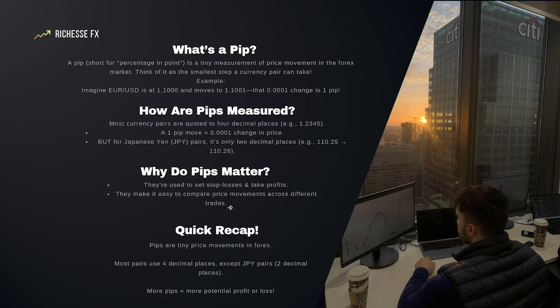Again, pips matter because when we're using a lot size calculator, which we'll get into in the 4th video, or the 3rd episode I think, you need to actually know how many pips your stop loss is in order to dictate the lot size for your trade. So very, very important. They make it easy to compare price movements across different trades. So quick recap: pips are tiny price movements in Forex. Most pairs use 4 decimal places except JPY, they use 2. More pips equals more potential profit or loss.